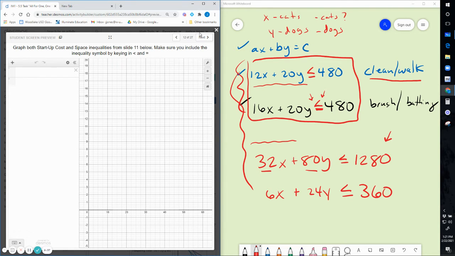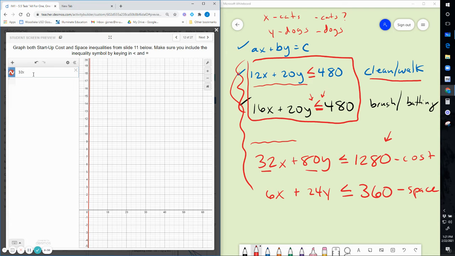Okay, so now you're going to graph them. So I'm going to let you guys go ahead and do this. It says graph both startup cost and space. Okay, so this one is cost, this one is space. Go ahead and put both of these on the graph. I'm going to show you how to do one of them. You do the other one.